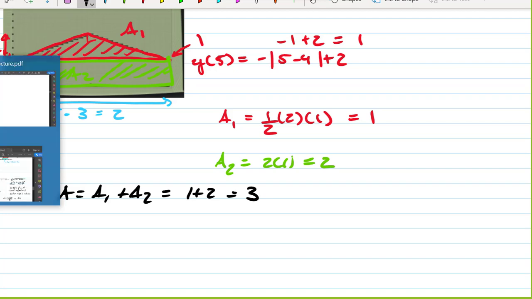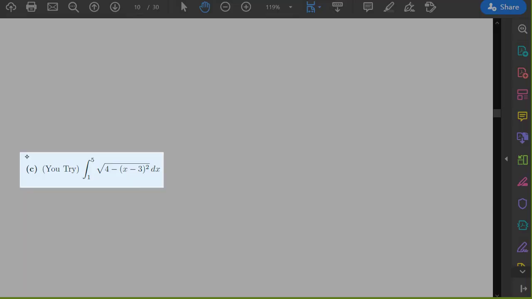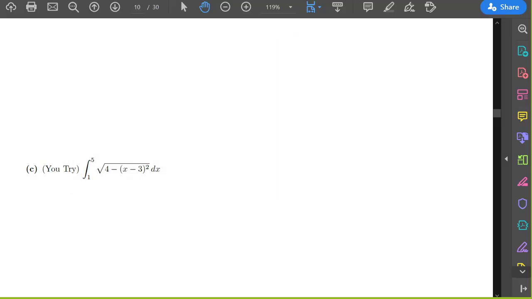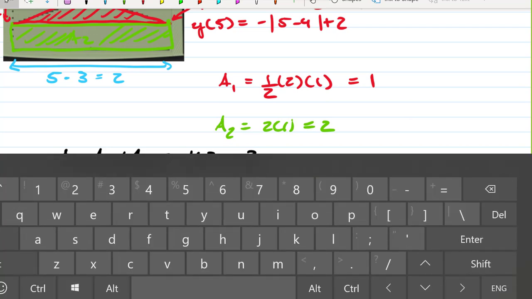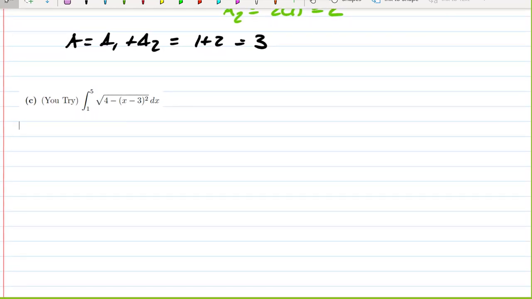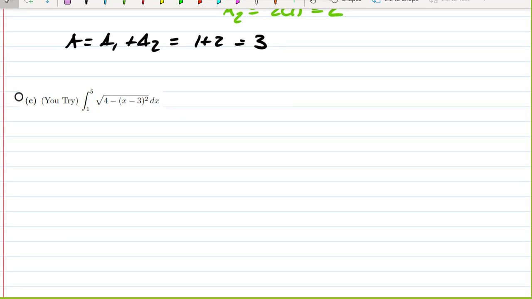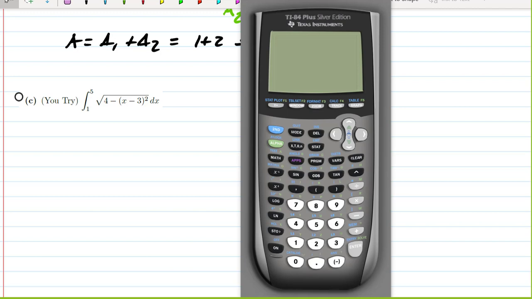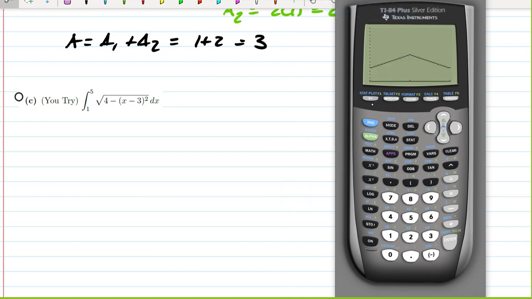All right, the next one is for you guys. I'm going to send you back to work on this, and you're definitely going to want to draw a graph of this and recognize it as some kind of geometric figure. So we're going to want to draw a picture of this.